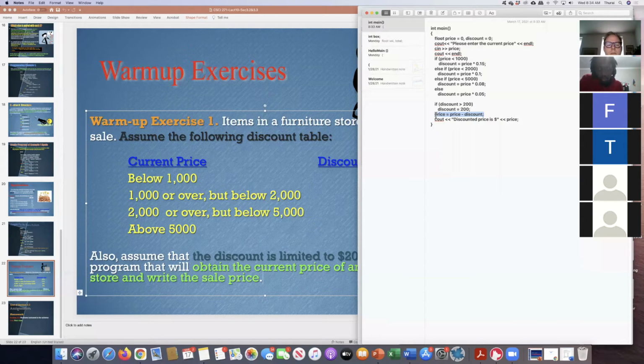And that's why if you write things like this, some of you wrote it, price minus this equal to price. That means if you write that, what are you doing? You're actually changing the price. You're applying the discount right there. But that discount amount may be already over 200 and you're applying it. That's wrong. You are not supposed to apply.